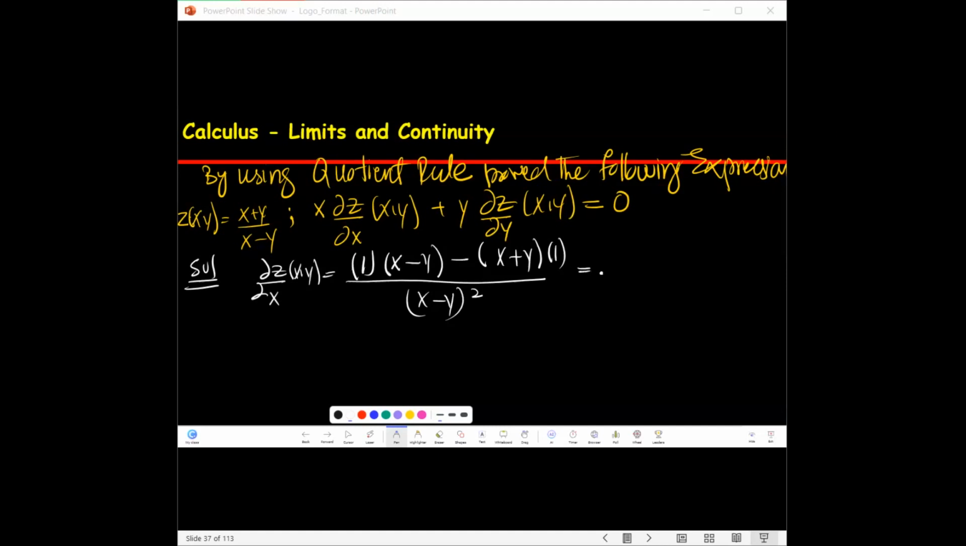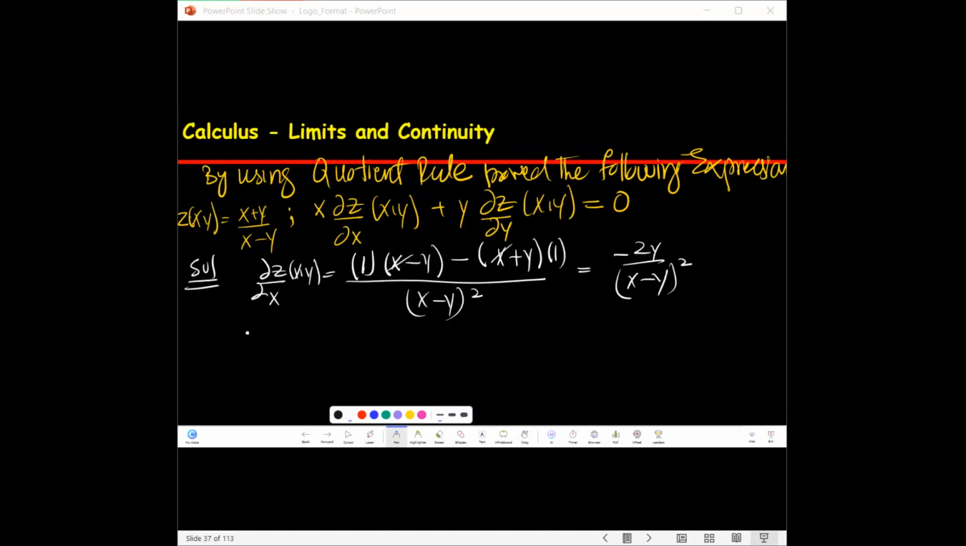Okay. We can simplify this one. The x and x cancel out, and it's left with minus 2y over x minus y squared.